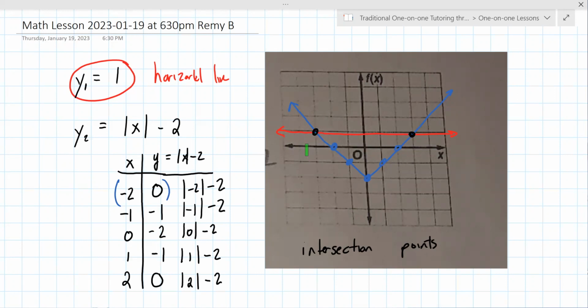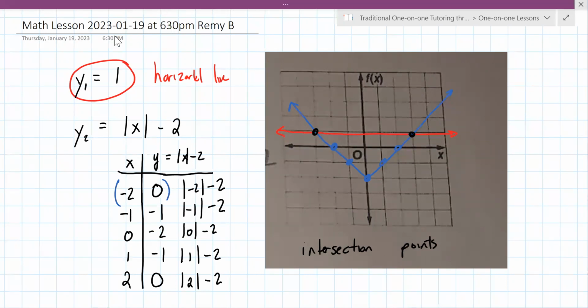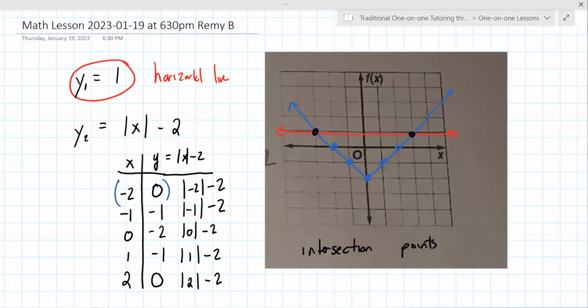So again, intersection points. There's 2 of them. You need the ordered pairs at both points, and maybe it's not that easy to see. The one on the right is 3, 1. The one on the left is -3, 1. X before Y is the standard thing here.